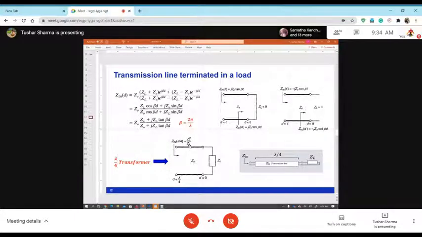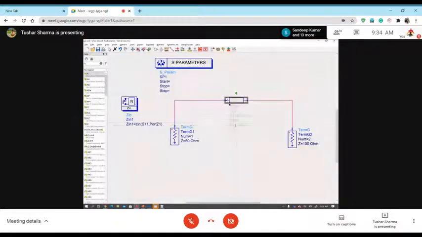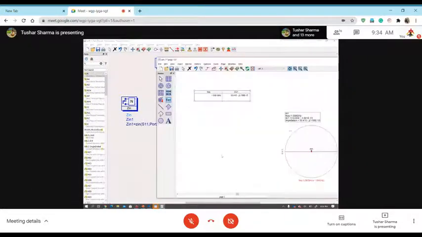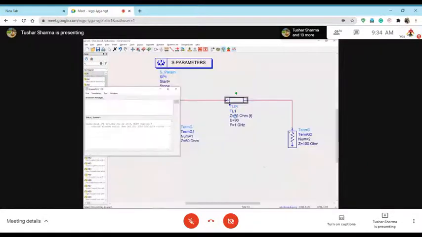But what if it is non-90? What if it is non-90? If it is non-90, then let's see what happens here. I will try to change the length now.